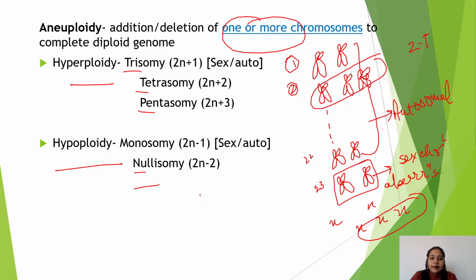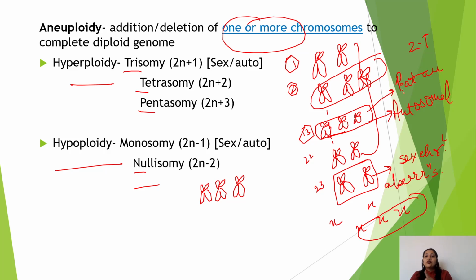Similarly, if trisomy happens in the 13th pair, suppose this is the 13th pair I am drawing here, 1, 2 and 3. That means this is trisomy of the 13th pair. So it is known as Patau syndrome. Now I hope you can link it in the syllabus. Under autosomal aberrations, Patau syndrome is mentioned, right? Patau syndrome is nothing but trisomy of the 13th chromosome.